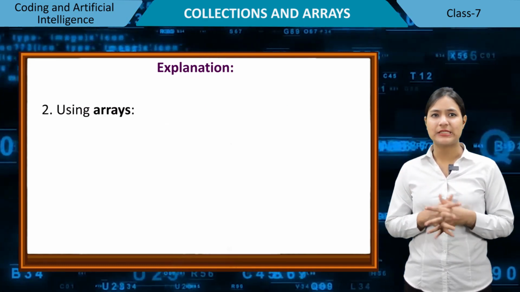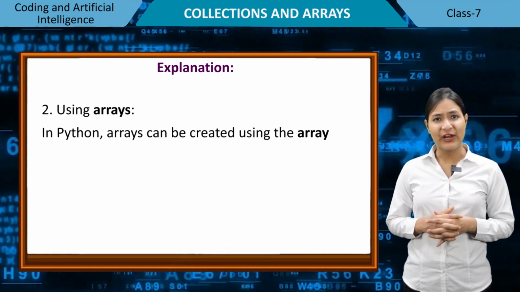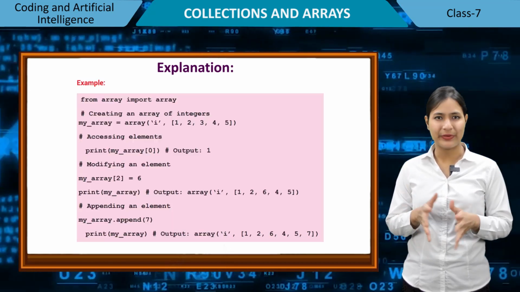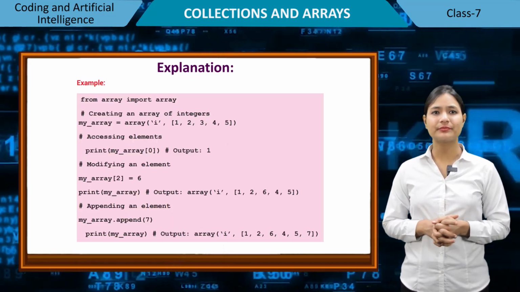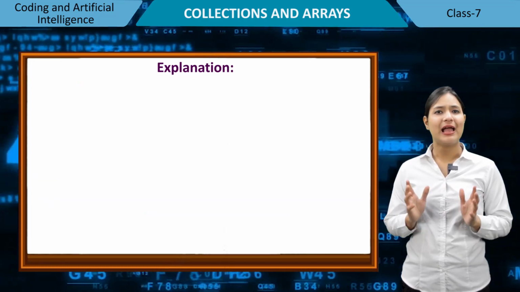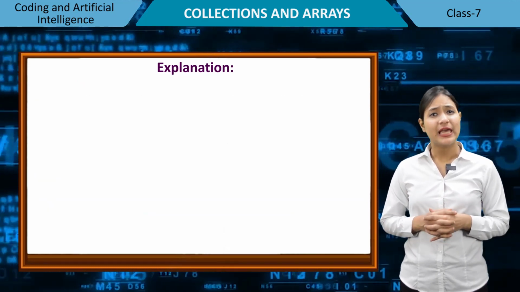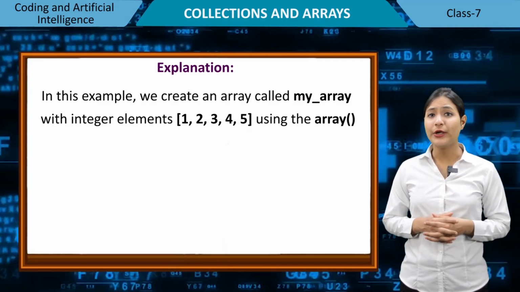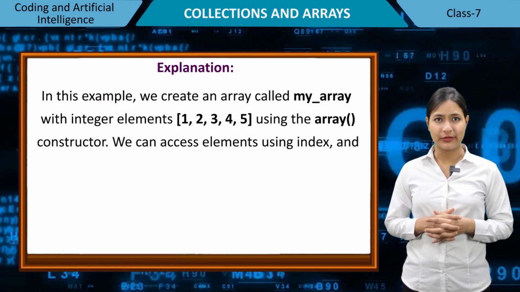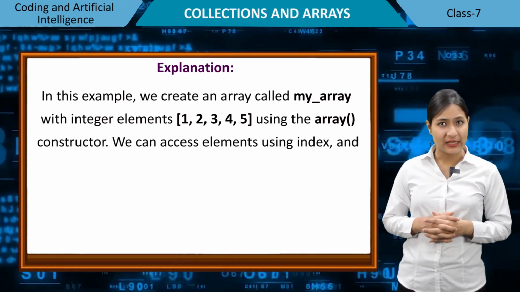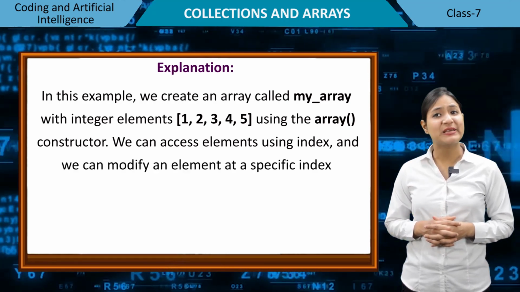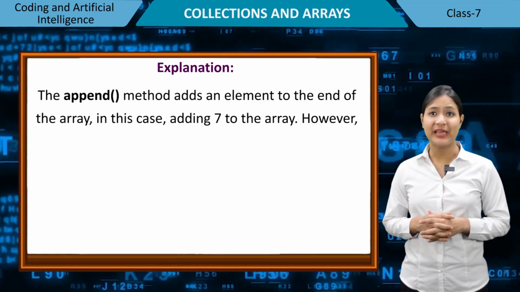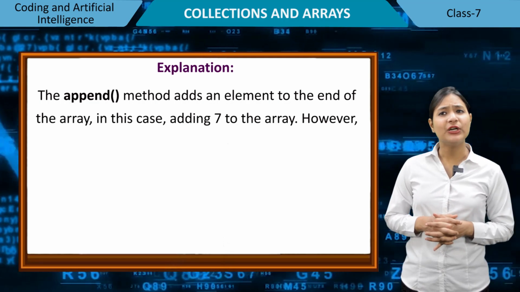Second, using arrays. In Python, arrays can be created using the array module from the Python standard library. Example: output. Explanation. In this example, we create an array called myArray with integer elements 1, 2, 3, 4, 5 using the array constructor. We can access elements using an index, and we can modify an element at a specific index using assignment. The append method adds an element to the end of the array, in this case adding 7 to the array.